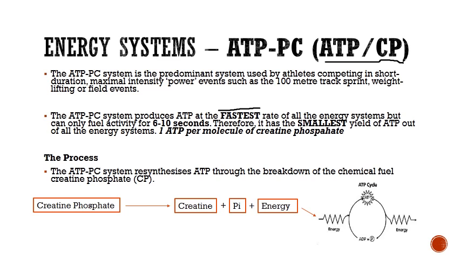However, it also has the lowest yield of ATP. So because of one molecule of creatine phosphate, you can only make one molecule of ATP.